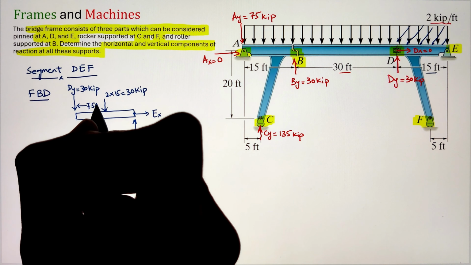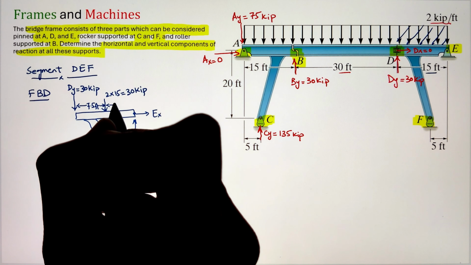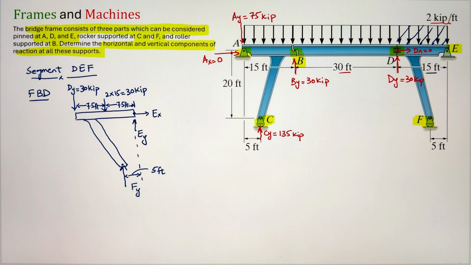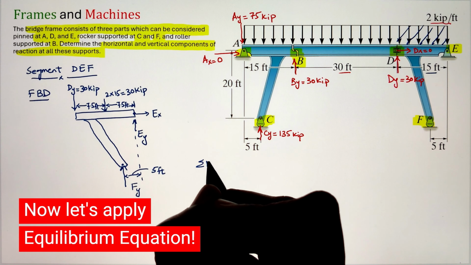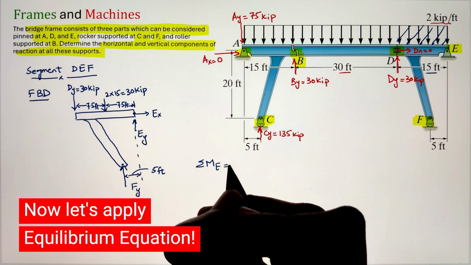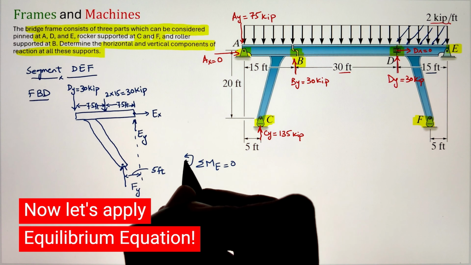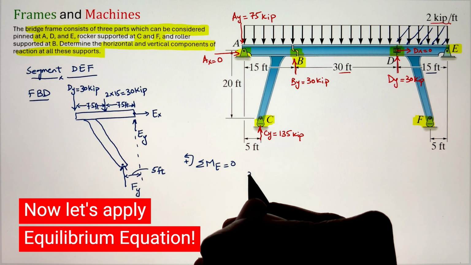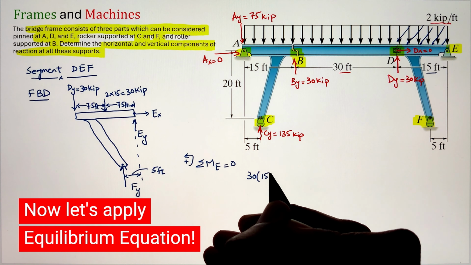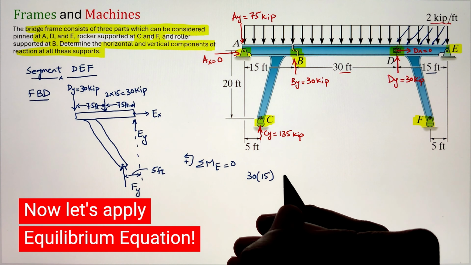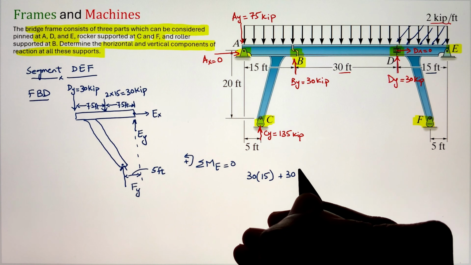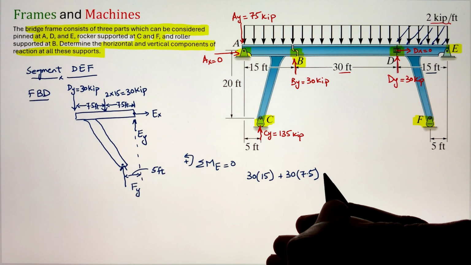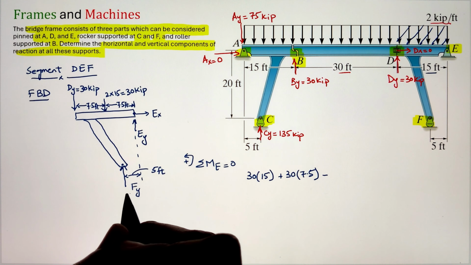Now, once we have our free body diagram, let's go ahead and apply our equilibrium equations for the segment DEF, starting with the summation of moments about point E equals 0, taking counterclockwise as positive. Starting with our Dy going downward with a moment arm of 15 feet, that is creating our counterclockwise moment. Similarly, our 30 kip point load with a moment arm of 7.5 is going to create our counterclockwise moment.